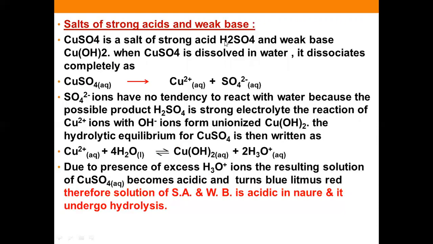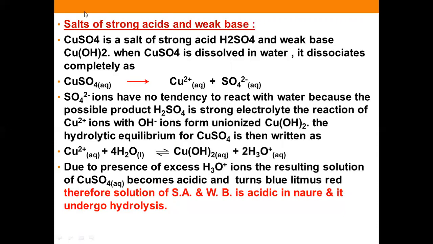Next, salts of strong acid and weak base. What is a salt of strong acid and weak base? Copper sulfate is a salt of a strong acid like H2SO4 and a weak base, copper hydroxide. When this copper sulfate is dissolved in water, it dissociates completely. Salt dissociates completely, therefore it is represented by a single arrow. CuSO4 is dissociated into Cu2+ and SO4 2-.